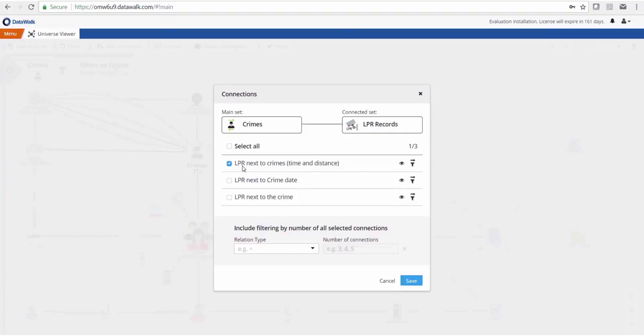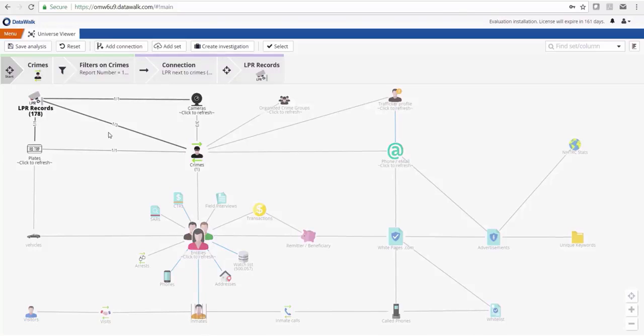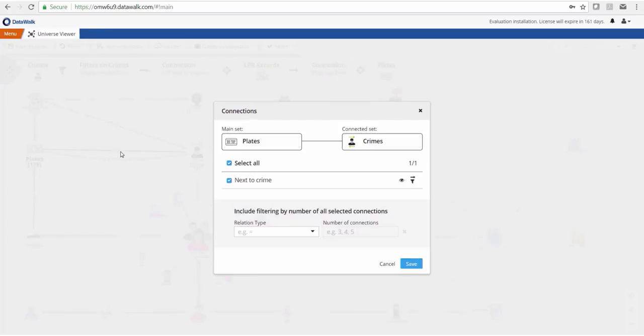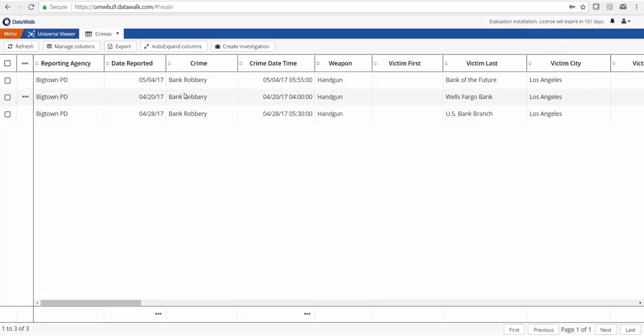And in this case, we've created a merged connection called LPR next to crimes, both in terms of time and distance. So what we instantly see is that there are 178 LPR records corresponding to the time of this particular crime. We see that we have 178 plates associated with those 178 records. And because we have a connection back to crimes, we can easily check and see whether any of these plates are showing up next to multiple crimes. And we see that one plate is showing up at 3 different crimes, and those are 3 different bank robberies, each with a handgun involved.